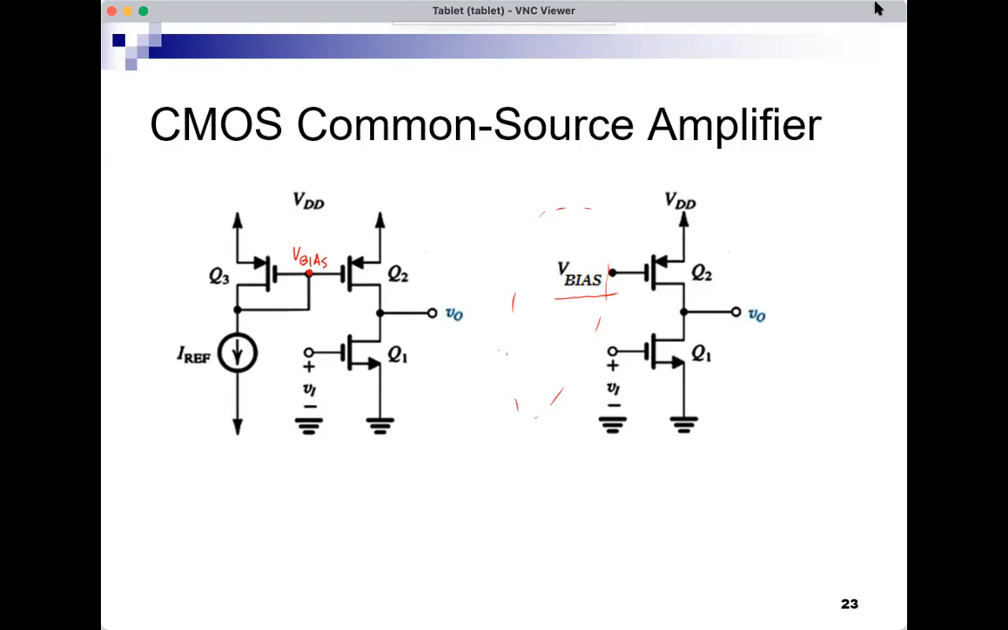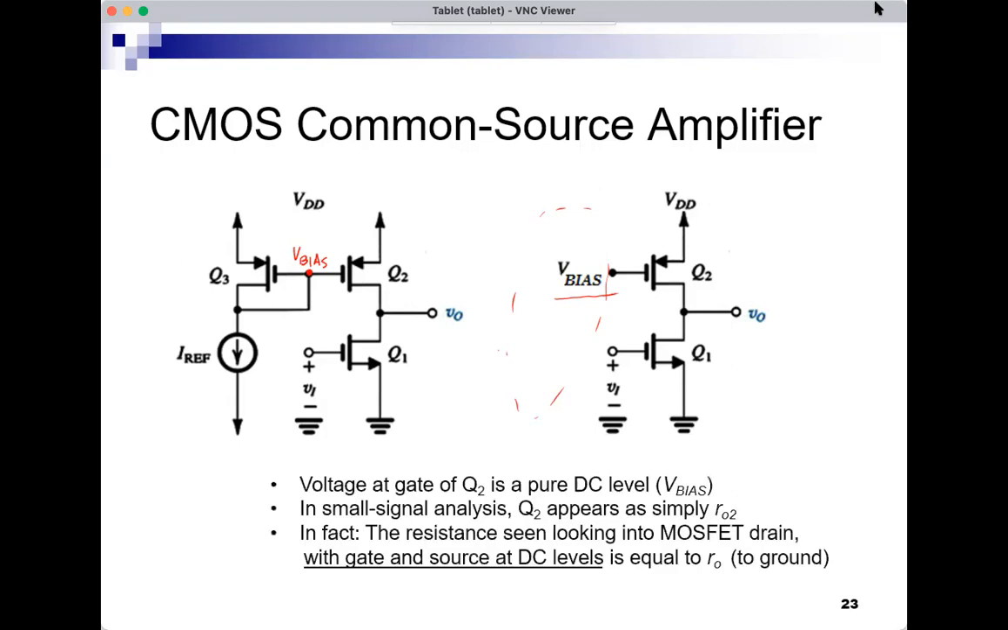All right, so the voltage at the gate of Q2 is this V bias. It's a pure DC. And we said that in small signal analysis, Q2 appears as a small RO. In fact, the resistance seen looking into a MOSFET drain with gate and source at DC levels is equal to small RO2 to ground. In this course, we will use this idea a lot.